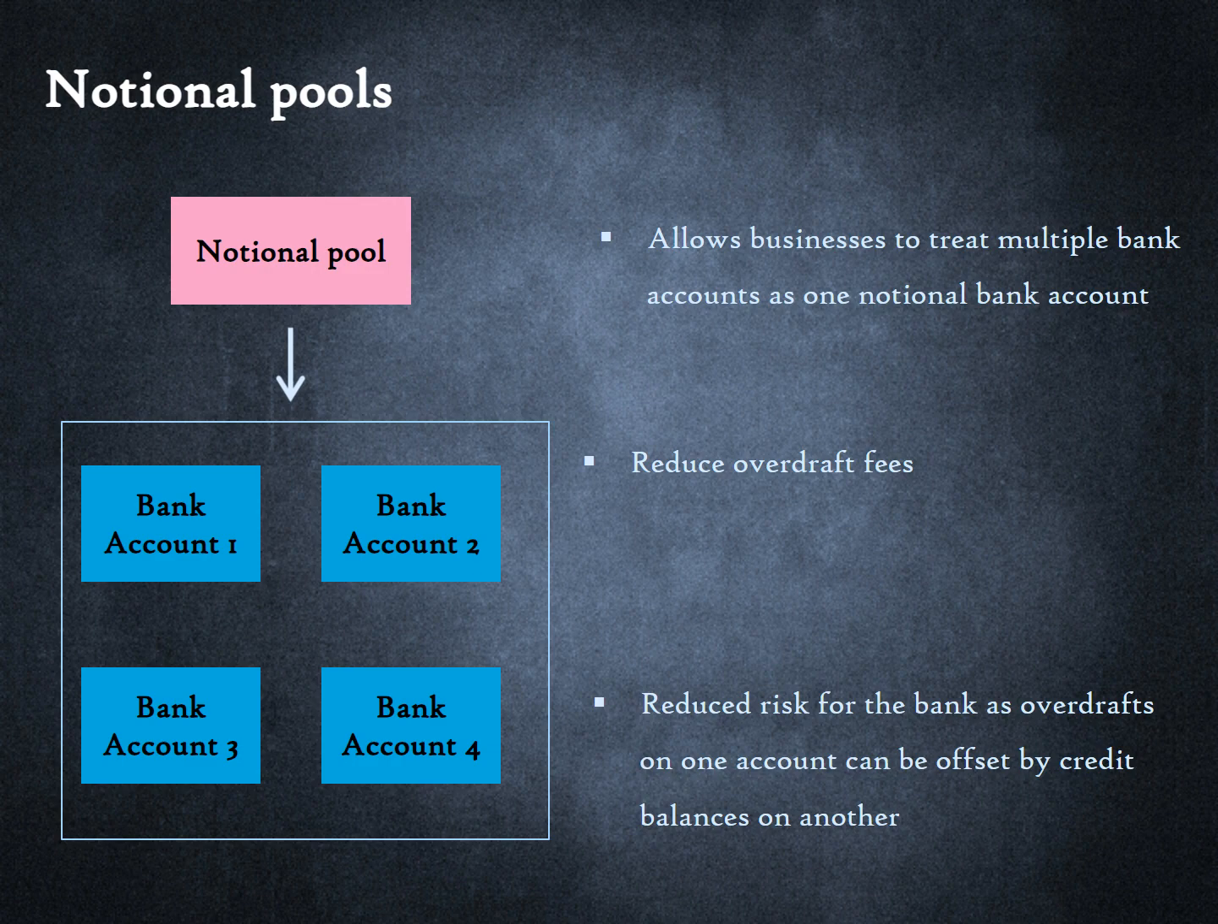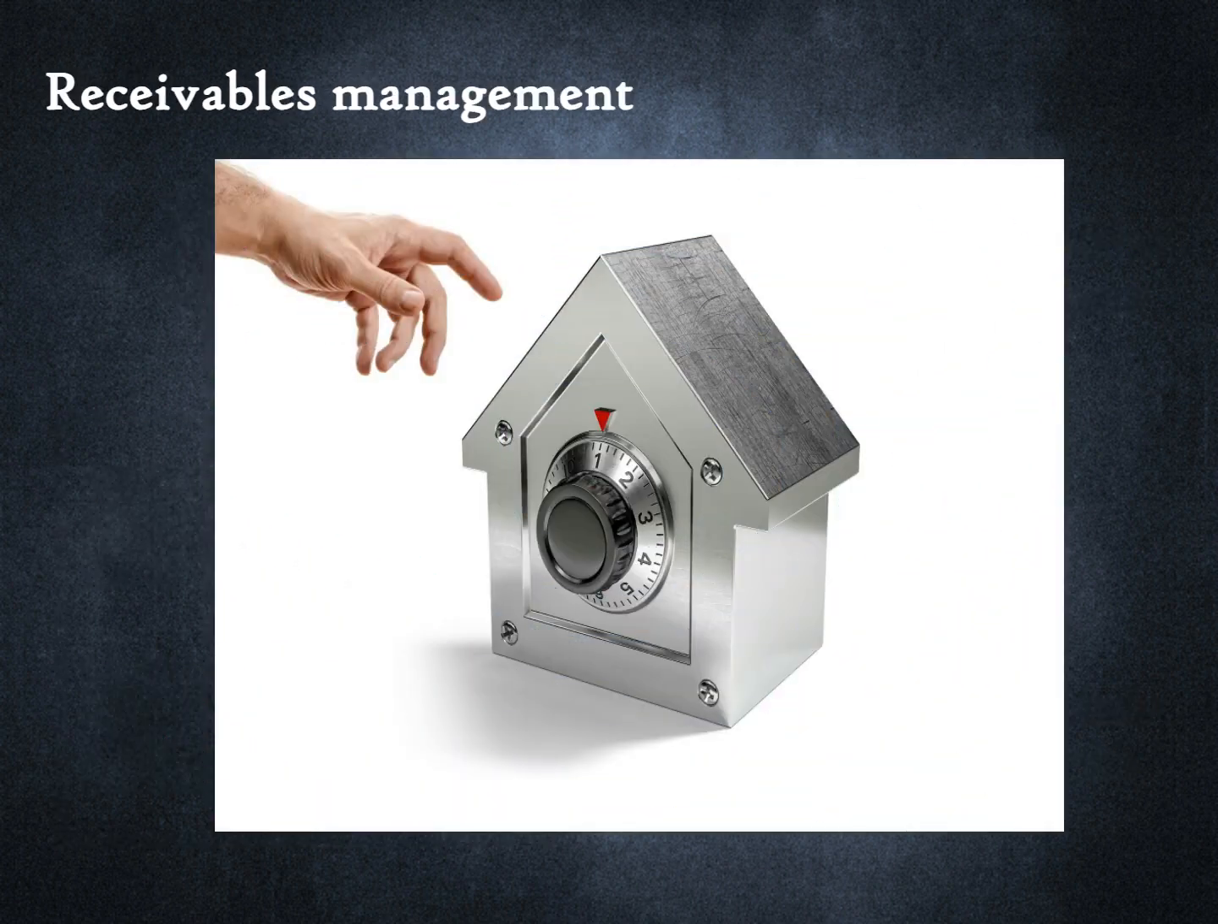When a business has an overdrawn bank account, effectively the bank is lending to the business. In a notional pool, the bank effectively has the contractual right to dip into the surplus accounts to fund the deficit bank accounts. This effectively reduces the bank's risk. We will now turn to receivables management products.